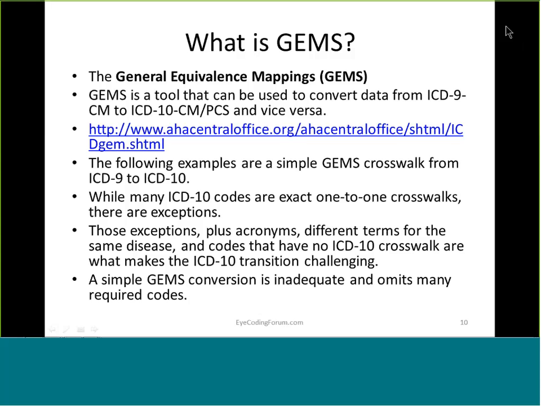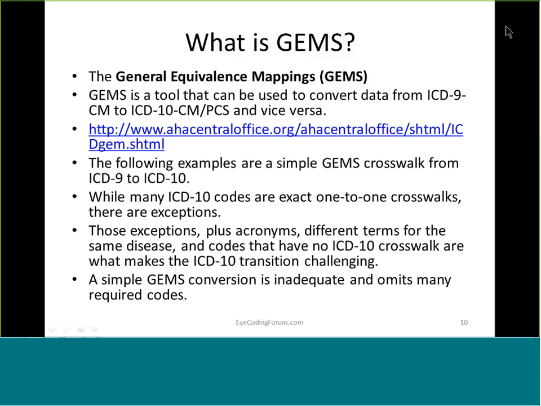You can go to the Medicare website. And I have some examples of what a simple GEMS crosswalk will look like. Now, while many ICD-10 codes are exact one-to-one crosswalks, there are exceptions. And these exceptions will include acronyms, different terms for the same disease, and codes that have no ICD-10 crosswalk. Now, this is what's going to make the ICD-10 transition challenging.